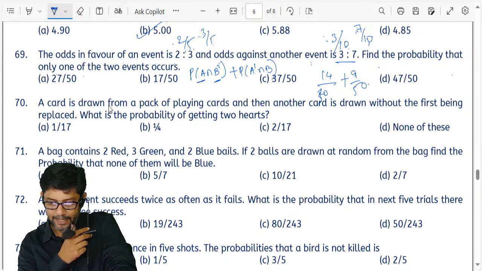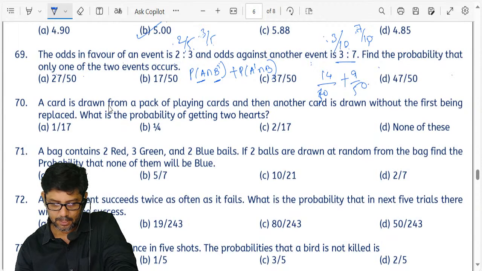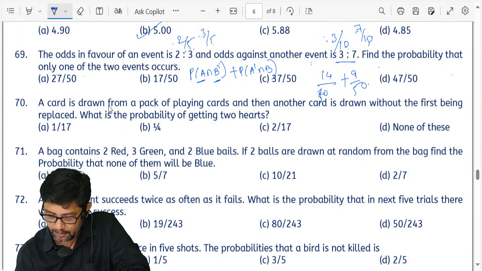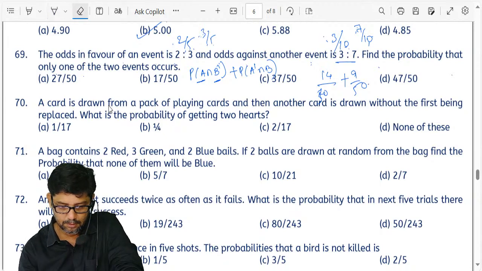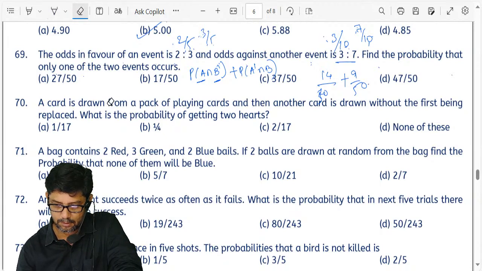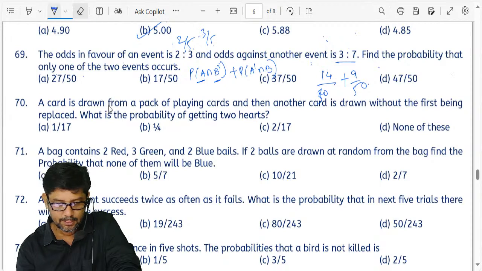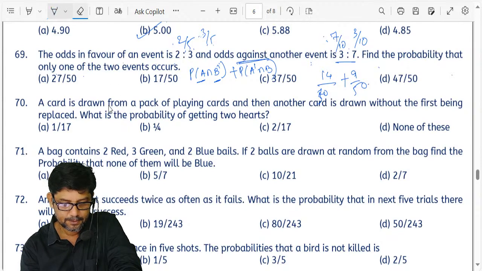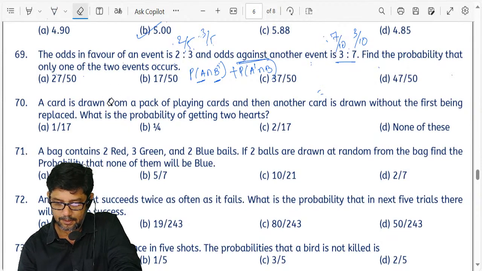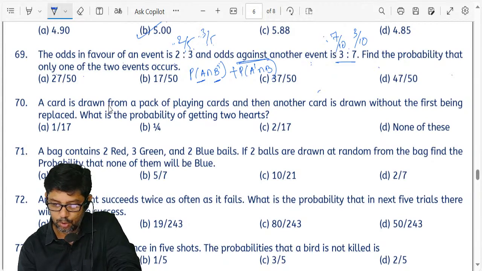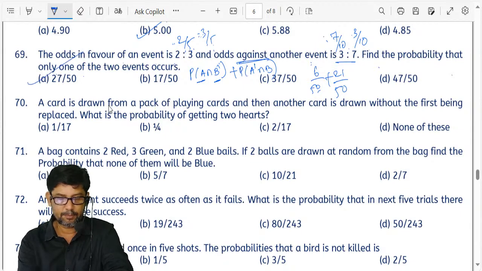14 plus 9 is 23 only I am getting, no? How is 27 coming? I think independent is not given, no? Second one, oh, 7/10, 3/10. They are against. I am doing. Next, what is it? 2/5 into 3/10. What is it? 6/50 plus 3/5 into 7/10, 21/50. So answer is 27/50.